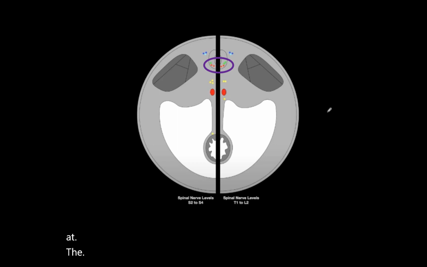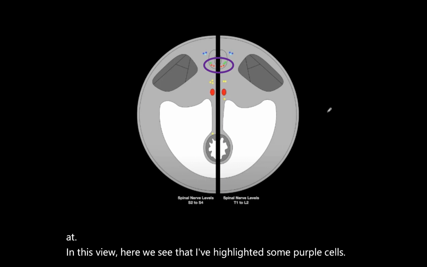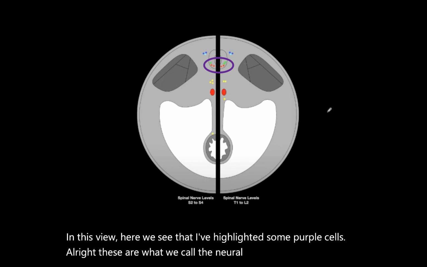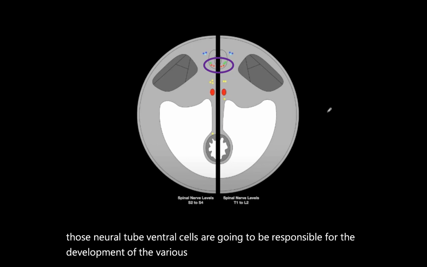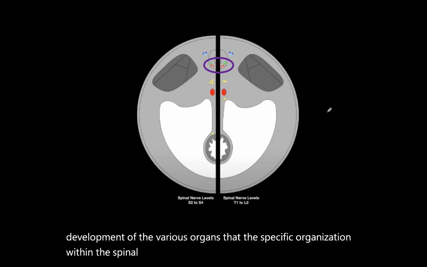All right. In this view here, we see that I've highlighted some purple cells. These are what we call the neural tube ventral cells, and those neural tube ventral cells are going to be responsible for the development of the specific organization within the spinal cord and the brain.